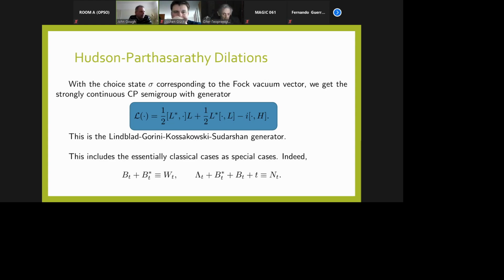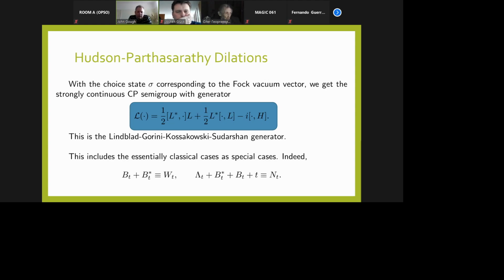Okay, so if we take our choice of the state as just being the Fock vacuum vector, so that's the no particle state, we get a norm-continuous CP semigroup with the following generator. So this is the standard Lindblad form, or Gorini, Kossakowski, Sudarshan, Lindblad. Lindblad showed that the general norm-continuous semigroup of CP maps will have linear combinations of these as generators.